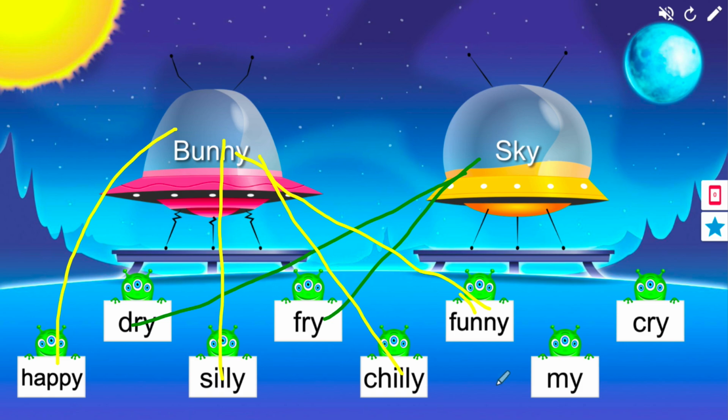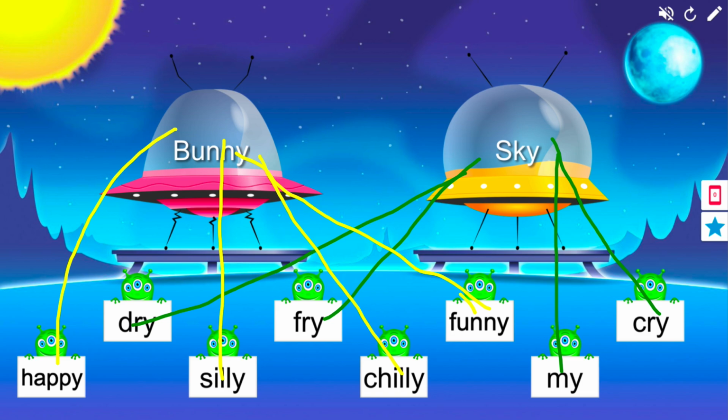The next one I'm going to look at is my. And my, I'm going to connect with sky. They both have an I sound on the end, long I sound. And the last word is cry. Cry also has a long I sound on the end, just like sky.